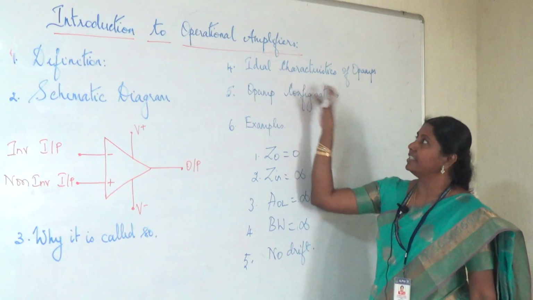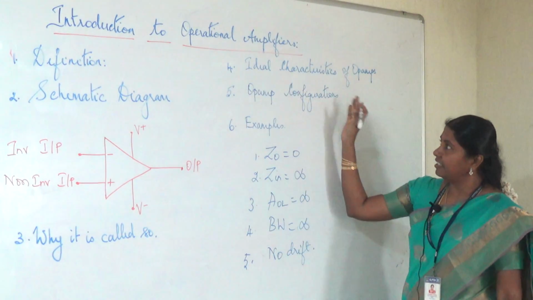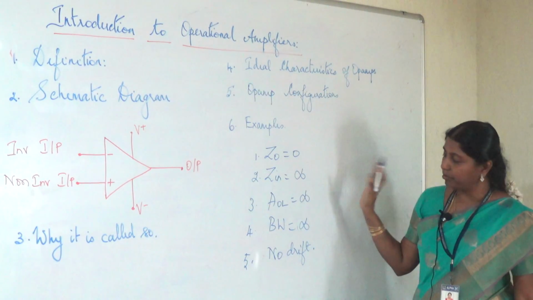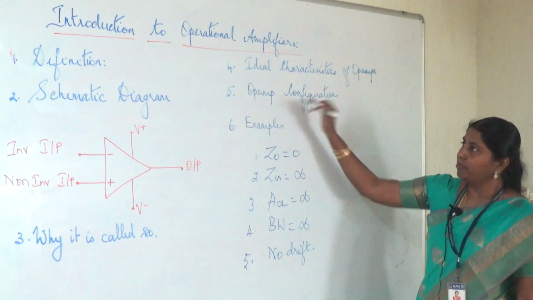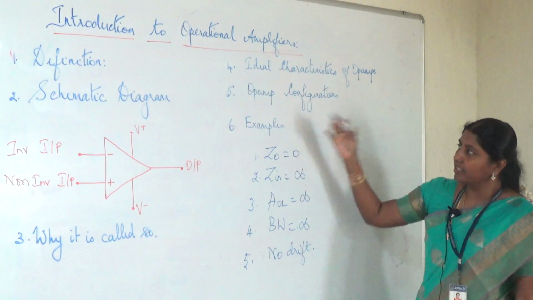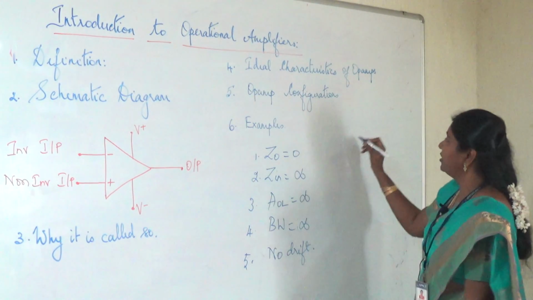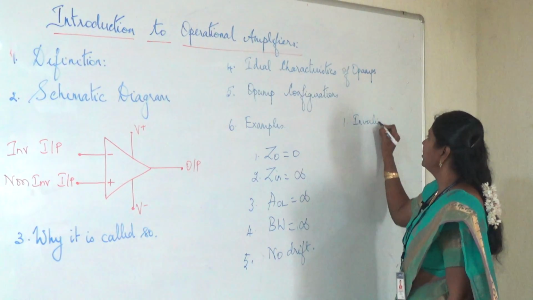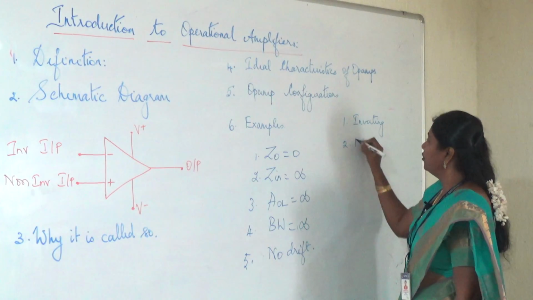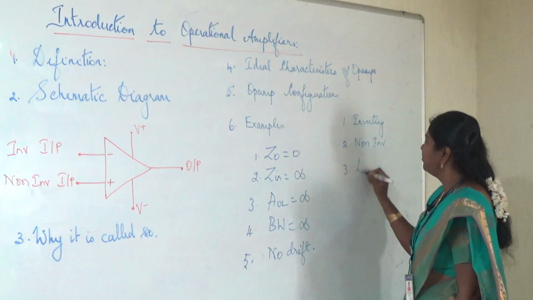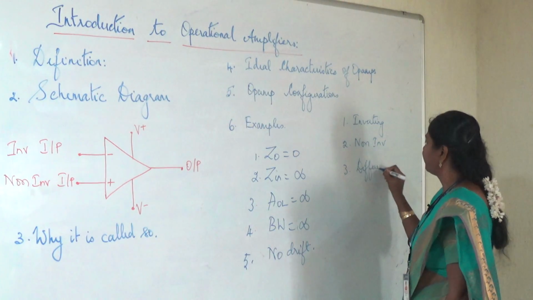These are called the ideal characteristics, and generally when we see all the ideal characteristics, they are either 0 or equal to infinity. Now we'll come down to what are called the op-amp configurations. Here we can go in for 3 types of configurations. The first one I will call the inverting configuration. The second is called the non-inverting configuration, and the third is called the differential configuration.